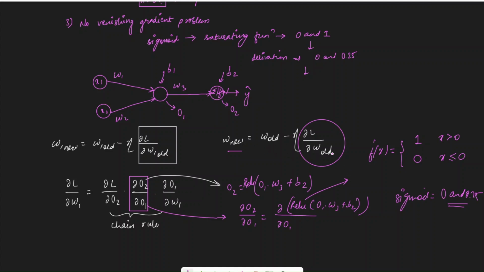When this becomes a very small value, like in the case of the sigmoid function, then it becomes a problem, because then our W new becomes equal to W old. But for the ReLU function, this will not become very small, and that's why our learning will continue and we will never have a vanishing gradient problem.